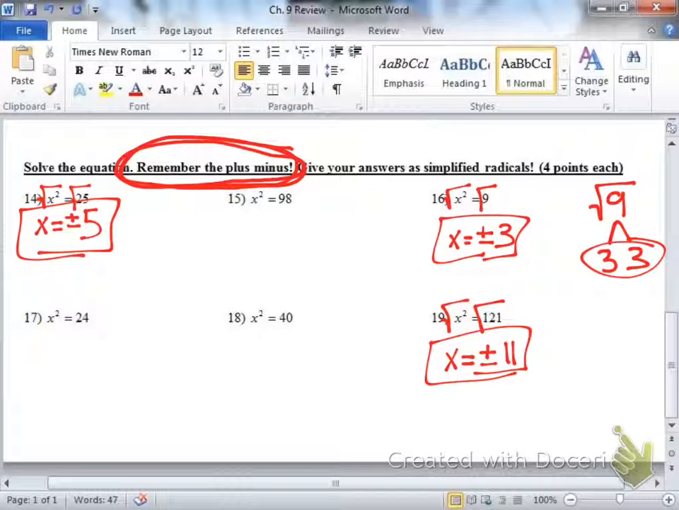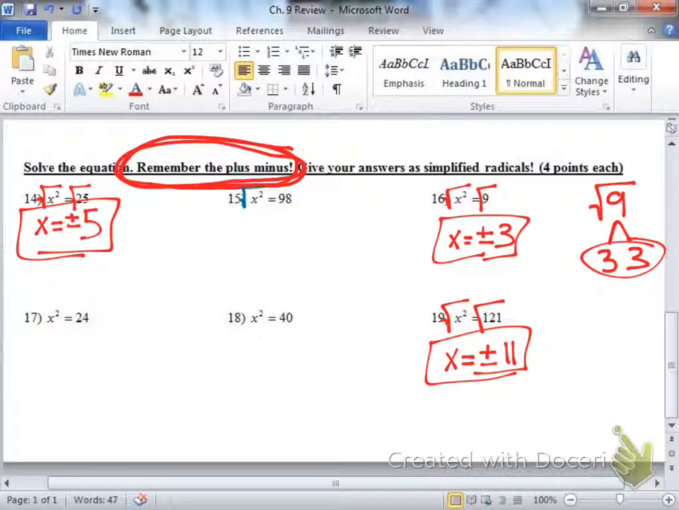Questions on the perfect squares? Like I said, these are way easier than the other ones. I have high hopes for you getting all of them correct, but they're extra high on the perfects, okay?